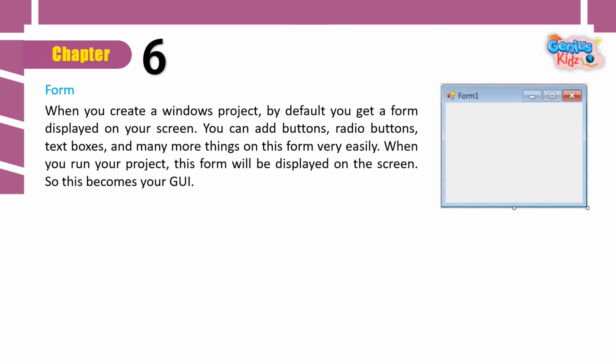Form. When you create a Windows project, by default you get a form displayed on your screen. You can add buttons, radio buttons, text boxes, and many more things on this form very easily. When you run your project, this form will be displayed on the screen. So this becomes your GUI.